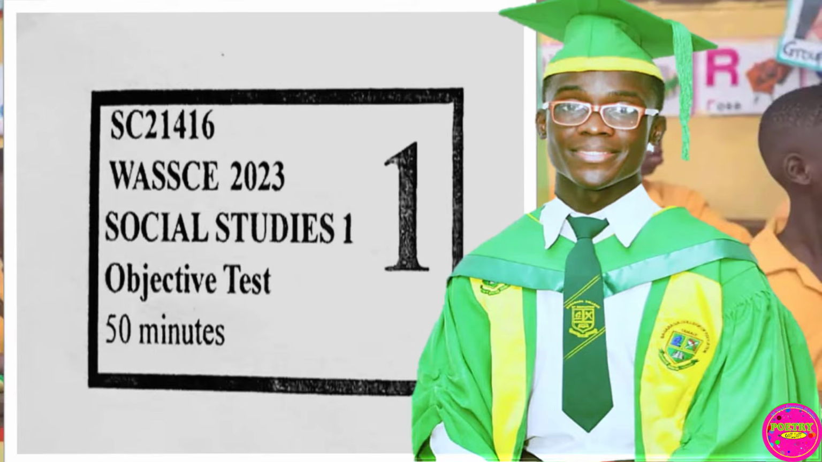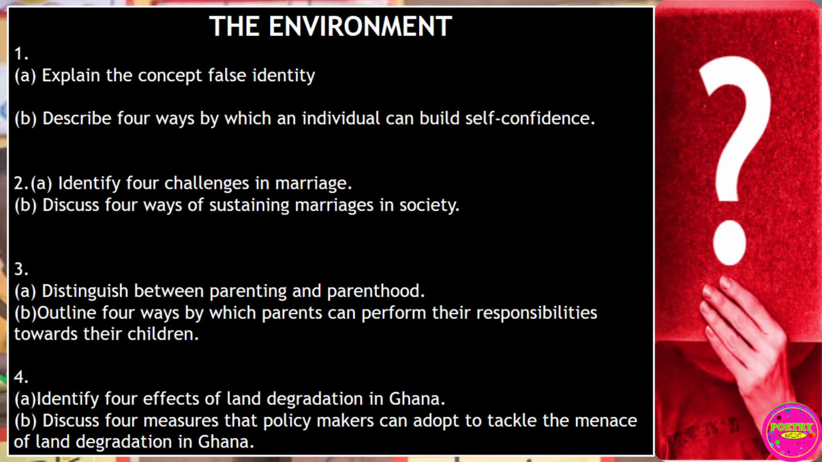Paper 2. The Environment. Question 1. A. Explain the concept false identity. B. Discuss 4 ways by which an individual can build self-confidence.